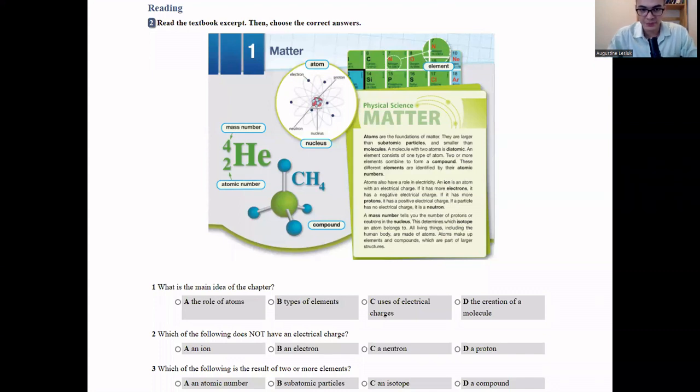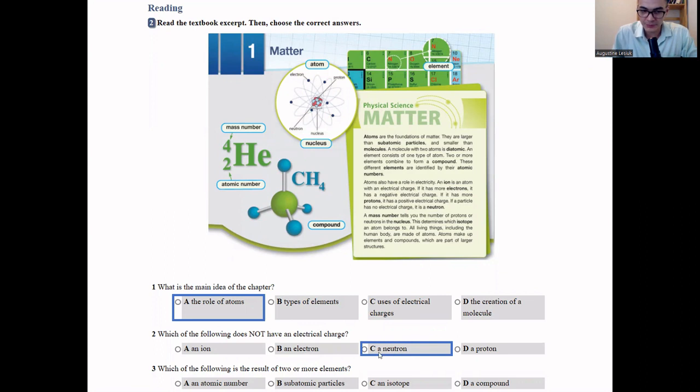Here are the answers. What is the main idea of the chapter? The main idea of the chapter is the role of atoms. So they're talking about atoms and what they're made out of. For the second one, which of the following does not have an electrical charge? The answer to this one is a neutron. So everything else has an electrical charge except for a neutron, right?